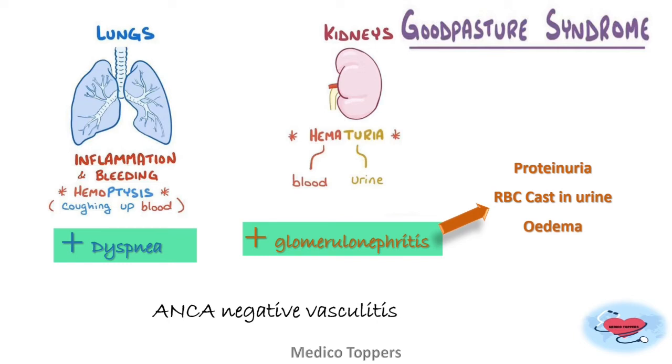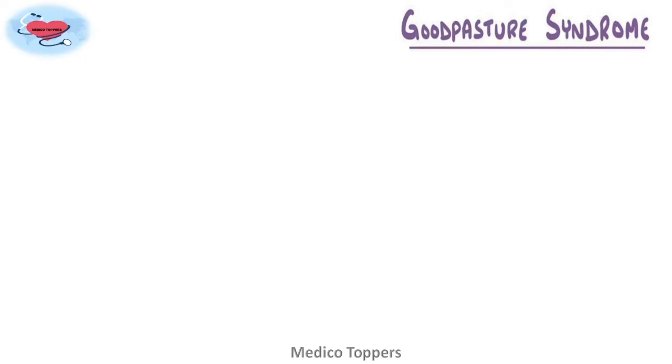Now here comes the triad. What forms the triad? Lung manifestation, kidney manifestation, and anti-GBM antibodies. They are the triad. I repeat. The triad of GPS is glomerulonephritis, pulmonary hemorrhage, and anti-GBM antibodies. This anti-GBM antibody is especially an IgG antibody.